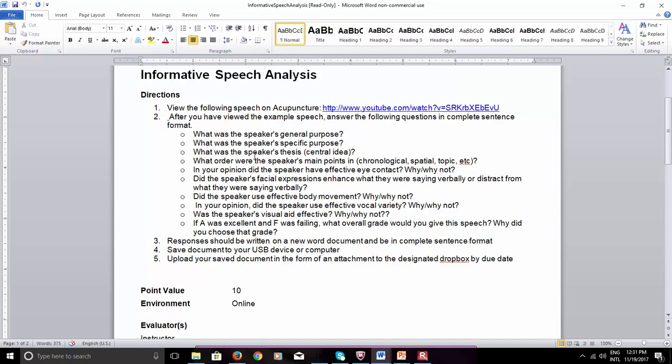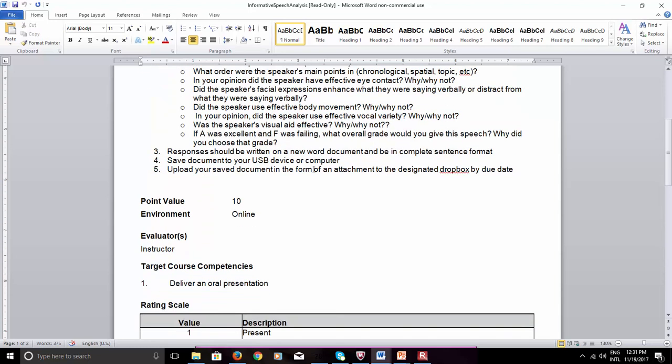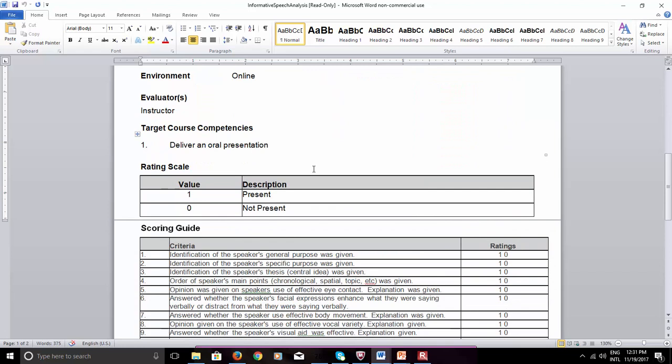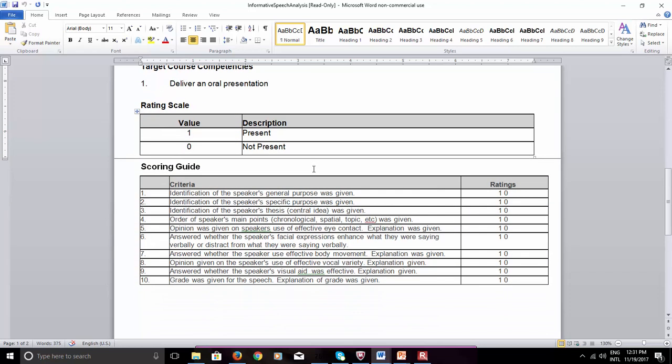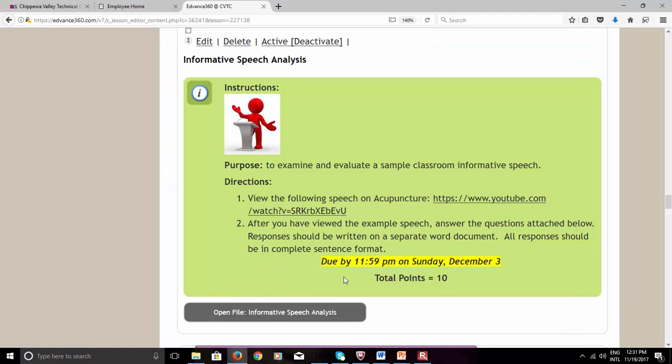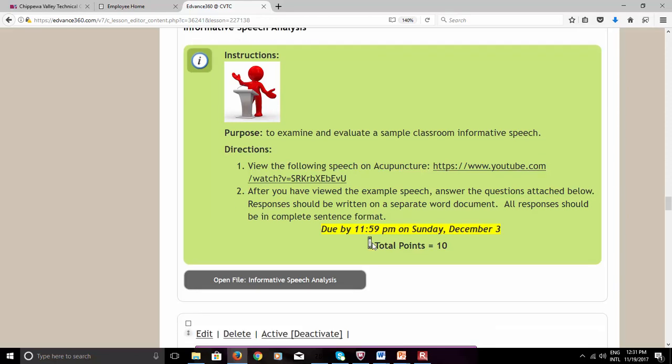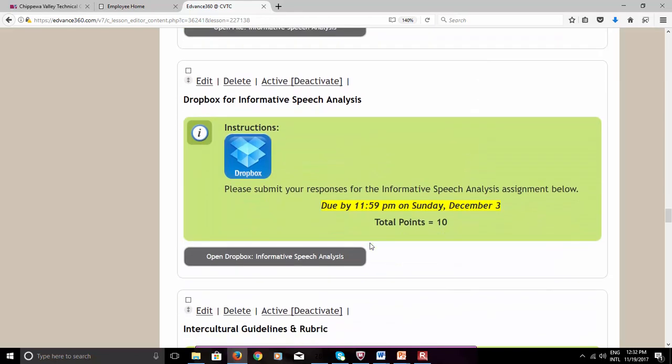Again, your responses should be written on a separate Word document in complete sentence format in order to get full credit. This is worth 10 points. It's a present, not present value description. And then the criteria shows you, based upon the guidelines above, you indicated the general purpose, specific purpose, and so on. Again, your responses should be written in a complete sentence format on a separate Word document and should be submitted to the appropriate Dropbox titled Informative Speech Analysis.